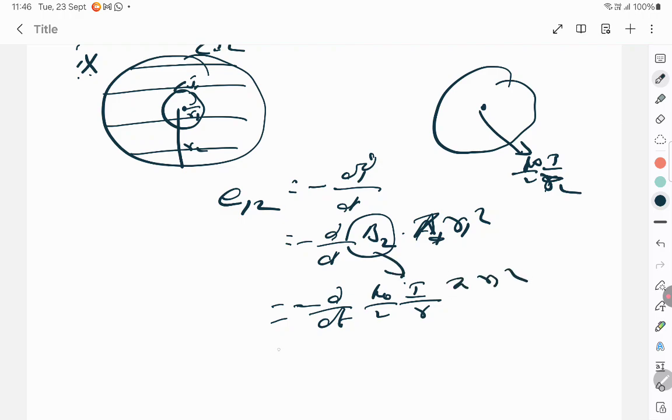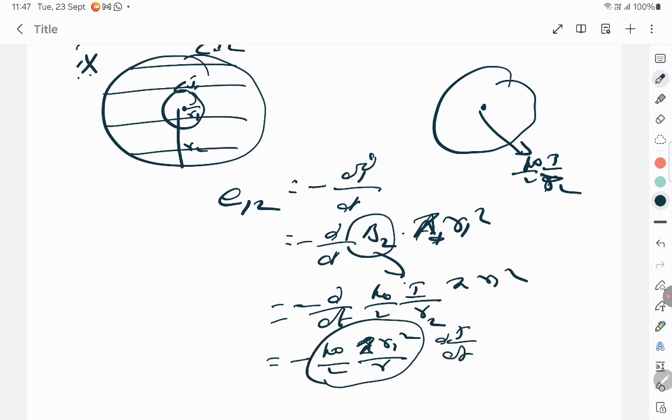Group it as di by dt. So minus mu naught by 2 I pi R1 square by R2 into di by dt. This is the value of mutual inductance. Not even in your dream will you imagine that you have to write it like this. Mu naught by 2 into pi R1 square by R2 is the value of mutual inductance produced by the inner coil and the outer coil.